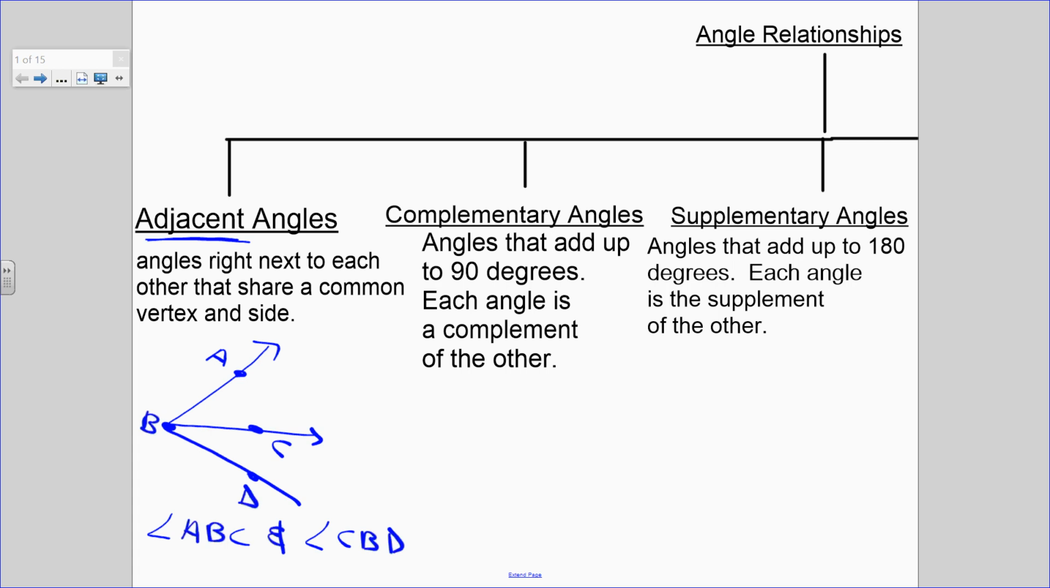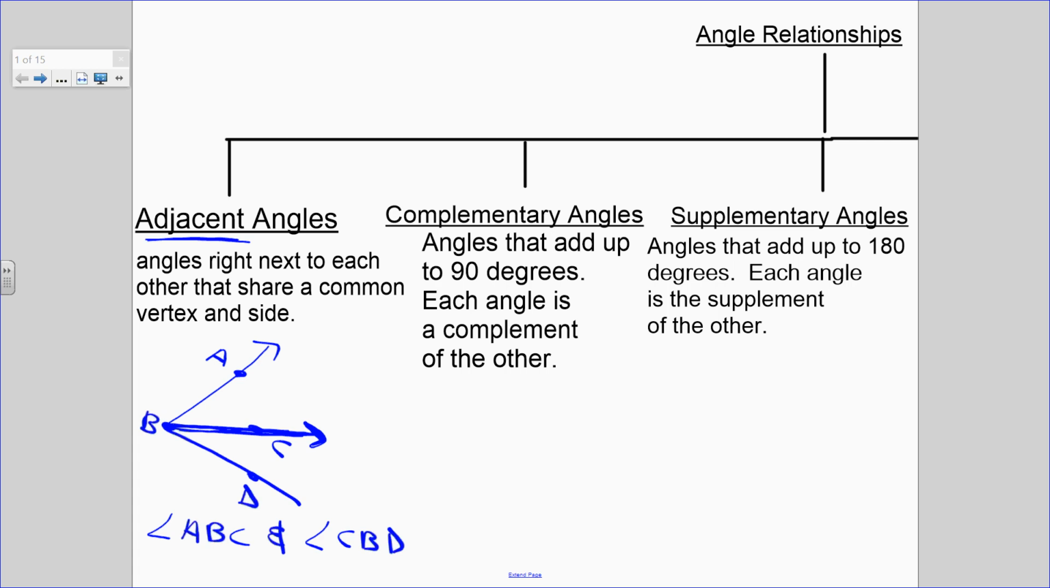They share this side right here, this ray BC. Just like me and Mr. Rios share that wall, me and Ms. Goda share that wall here. Two angles that share a side are adjacent. That's another way of seeing it. Pretty straightforward. Cool.